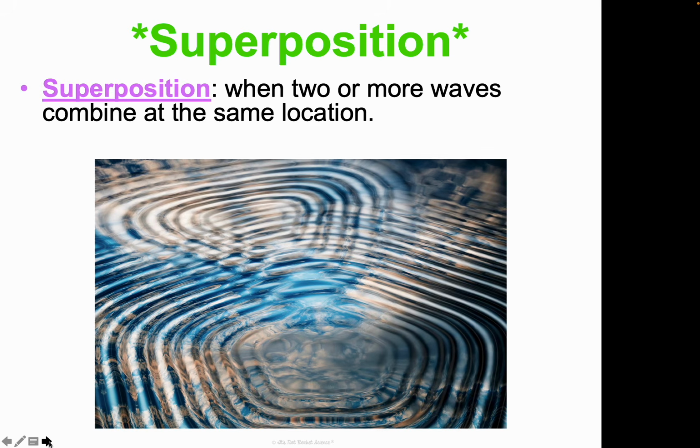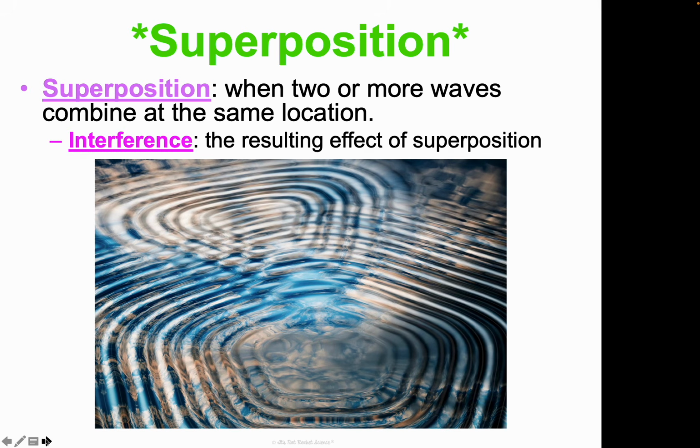So superposition is when 2 or more waves combine at the same location. You can see that in this picture here. These 2 water waves, you can see them rippling out and they're combining right here. There's superposition happening, okay? They're adding their disturbances together as they superimpose. And the result is interference. So the resulting effect of superposition is interference. Again, I don't care if we use these interchangeably, whether you're talking about waves interfering or superimposing, but technically they're slightly different definitions.